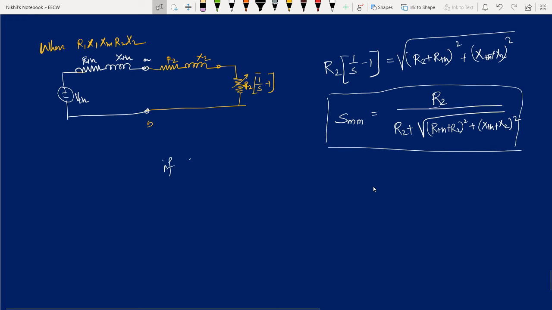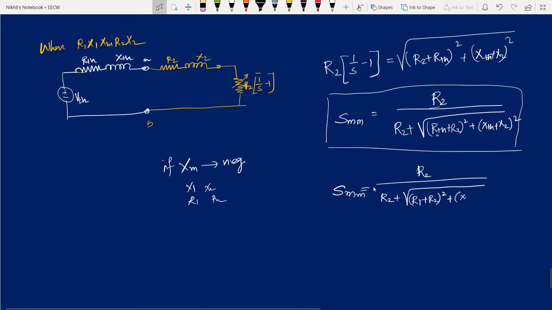Again, if XM is neglected, there is a different case. If XM is neglected, that is you are given only X1, R1, X2 and R2, just replace RTH with R1, nothing more different. SMM will equal R2 by (R2 plus the square root of (R1 plus R2) whole square plus (X1 plus X2) whole square), that's it. Did you get how we derived all these formulas?